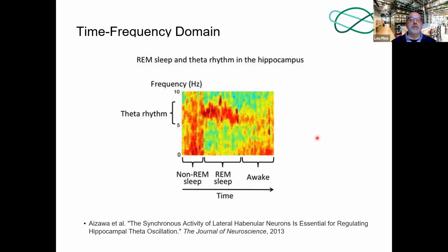This spectrogram relates different stages of sleep with the activity of the hippocampus. During REM sleep, we can see here a strong theta oscillation, which lasts for the duration of this time period from here to here. Theta oscillation in the hippocampus is linked with forming or navigating memories.